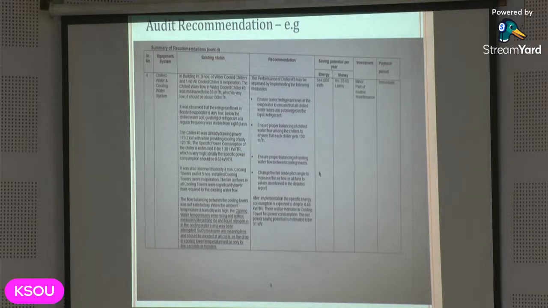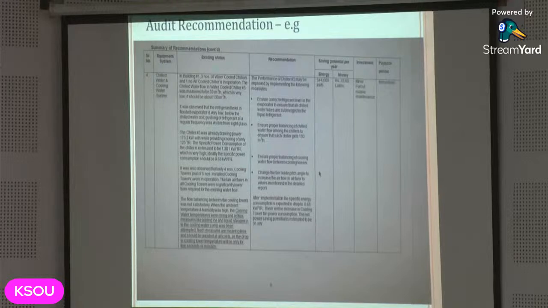The recommendation is to ensure the correct refrigerant level in the evaporator so that all chilled water tubes are submerged in the liquid refrigerant. This is a requirement. By doing that, what is the energy saved per year? It is around 544,000 kilowatt hours. And what is the monetary benefit? 33.6 lakhs annually.